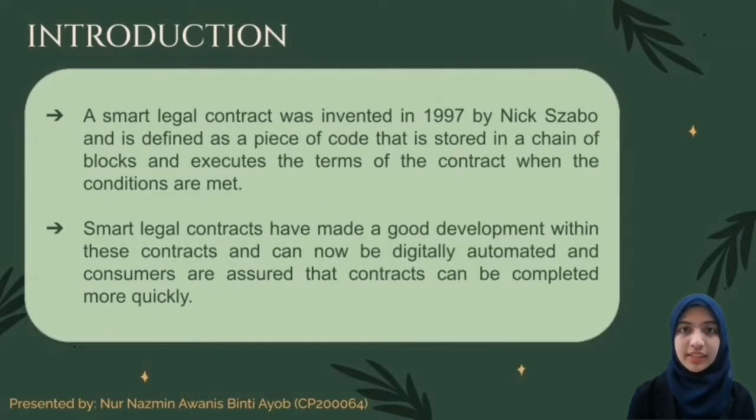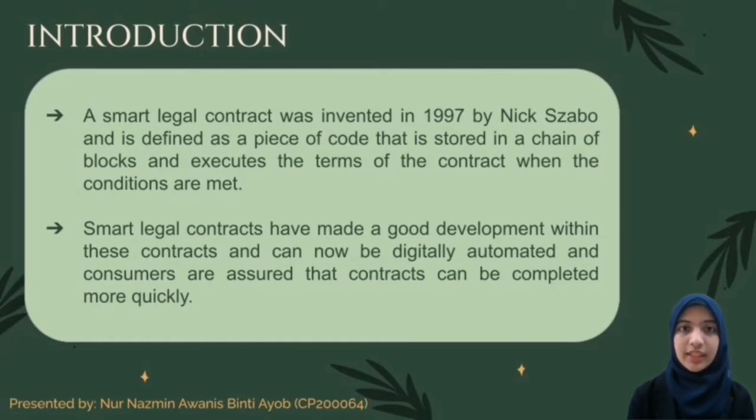Next, a smart legal contract was invented in 1997 by Nick Szabo and is defined as a piece of code that is stored in a chain of blocks and executes the terms of the contract when the conditions are met. These smart contracts are conditional, and when certain conditions are met, new actions are carried out. Furthermore, the code used can contain as few or as many conditions as are required to complete a specific transaction.